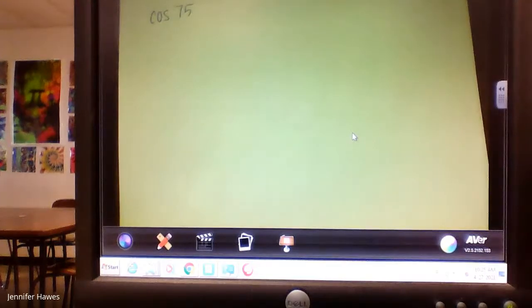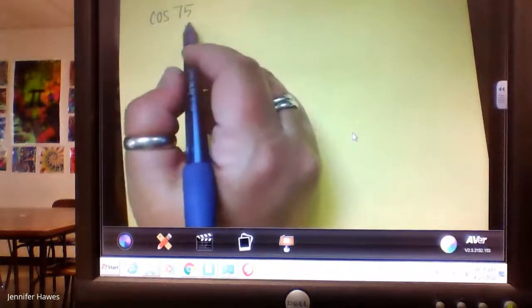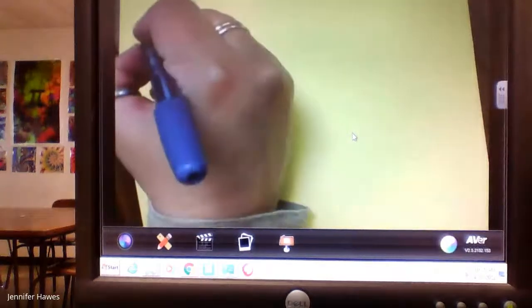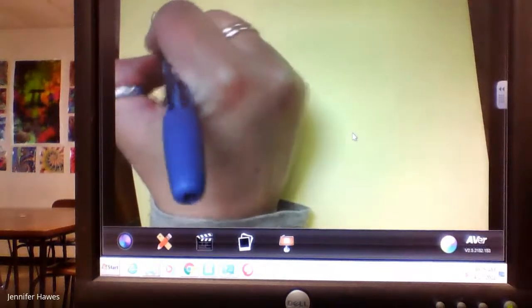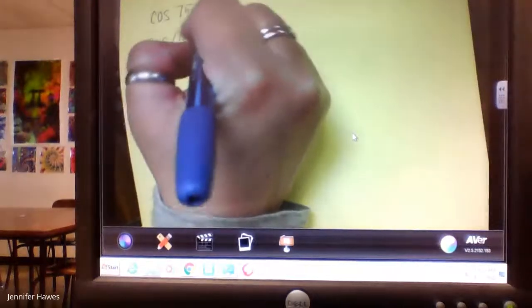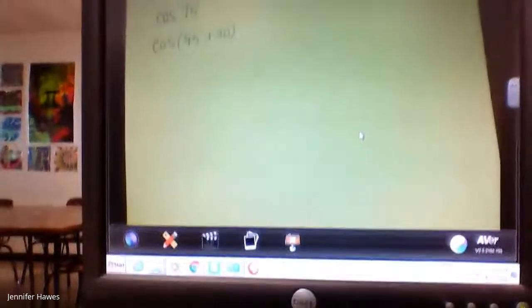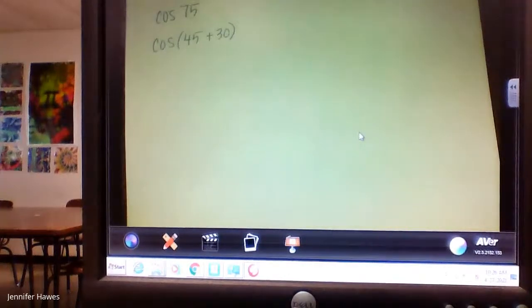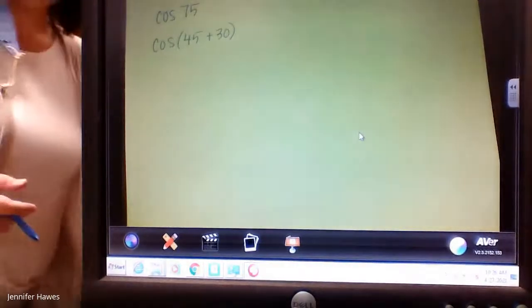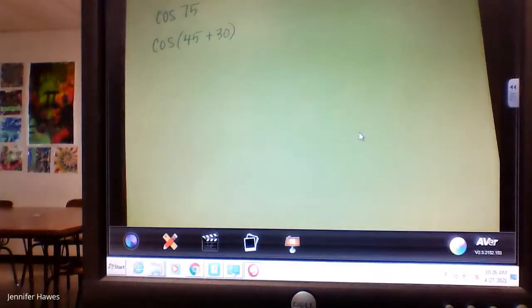30 and 45. You don't have to use 30 and 45. You can use whatever, but you're picking two off of there. They're not just two random numbers that give me 75. It's two that are on here. So if you say 45 and 30, then I'm going to rewrite this as cosine of 45 plus 30. Now let's see if I can see that on there. Yeah, it looks okay.